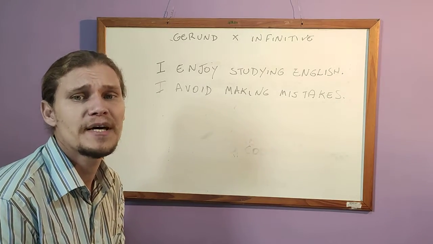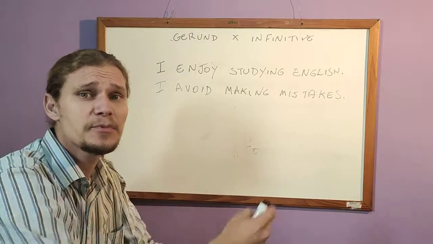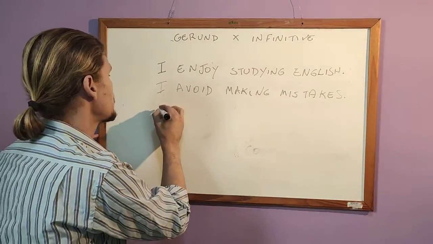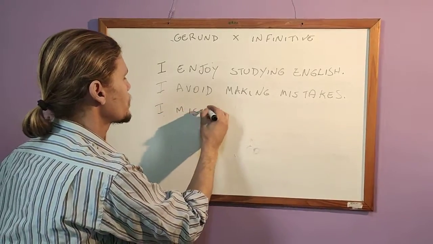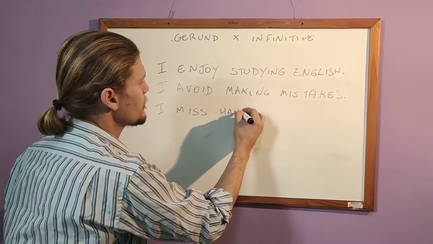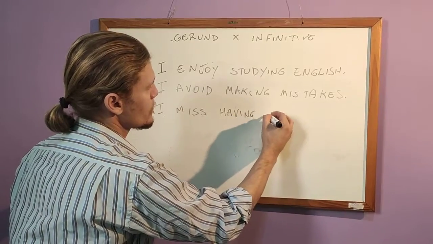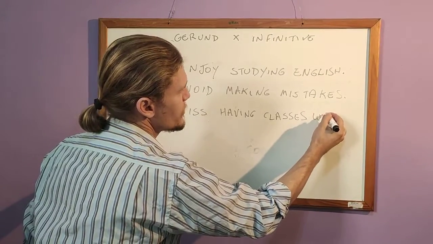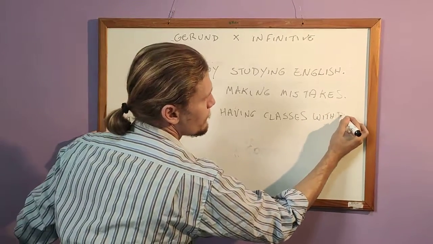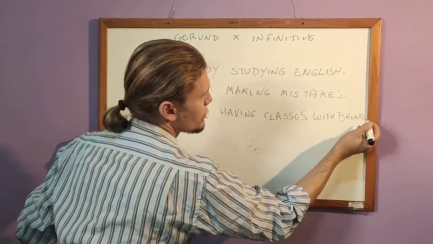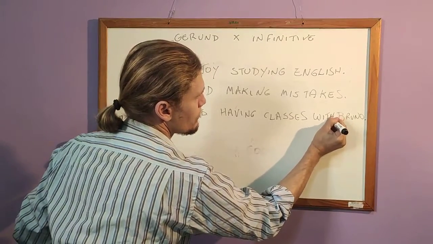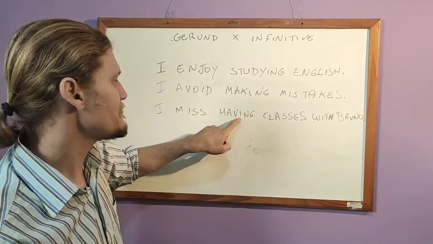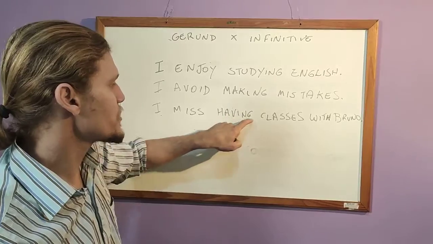Another verb that we can use to put the second verb in the gerund. Miss. Miss is a good one. I miss having classes with Bruno. See? So miss, having. This is gerund.